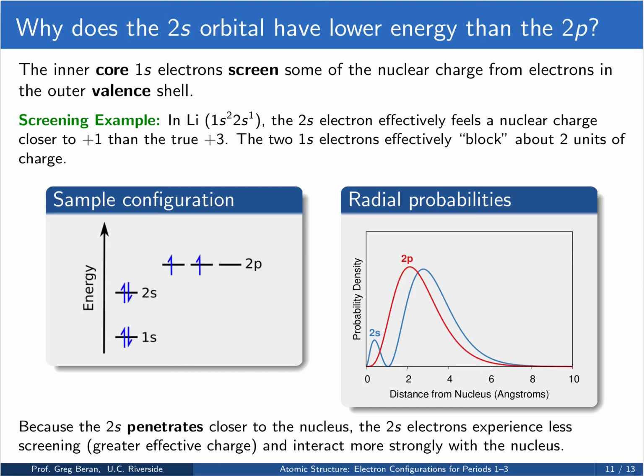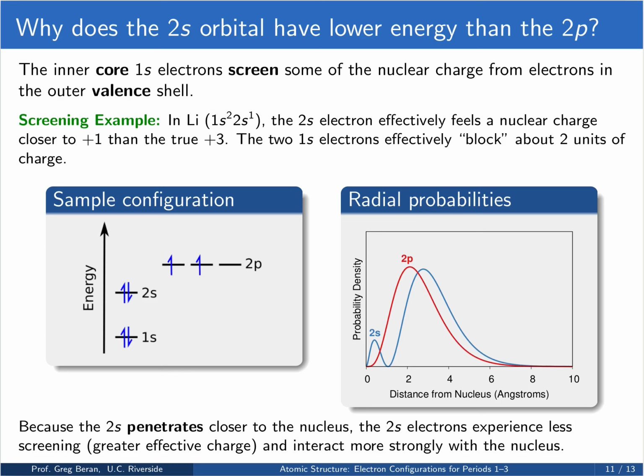Finally, let's step back just a moment and ask, why is the 2s orbital lower in energy than the 2p orbital? Or similarly, the 3s orbital lower in energy than the 3p? There are 2 key concepts you need to understand: screening and penetration. So when the 1s orbital is full, those inner 1s electrons screen or block some of the nuclear charge from electrons in the outer valence shell. So for example, electrons in the 2s or 2p orbitals. Remember from earlier lectures that electrons in the n equals 2 shell will on average be further from the nucleus than those in the n equals 1 shell.